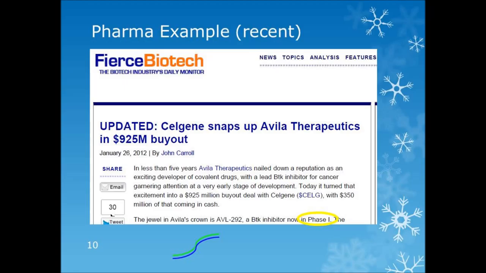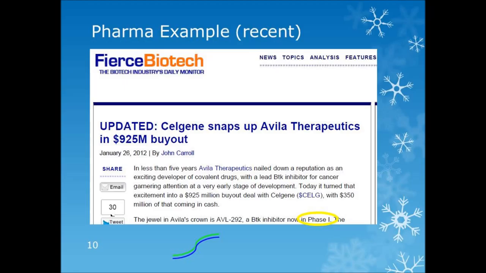So here's something that is, I think, still available on the internet. If you go to this January 26, 2012 press release, here's a company called Avila Therapeutics that was bought up after a multi-company bidding war. They were bought up for $925 million. And what's amazing about this buyout is that this $925 million transaction was executed even though the company only had phase one data. And this underscores the importance of the therapeutic area and the timeliness of the target.